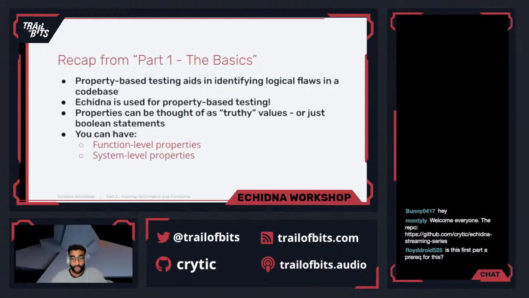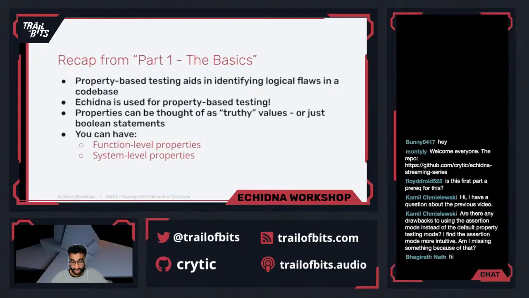Now, Echidna is one way you can do property-based fuzz testing. Echidna is a smart contract fuzzer that will call a bunch of functions with a bunch of random inputs and test your target contract. And at the end of the sequence of functions it runs, it will check the properties and make sure whether they're valid or invalid. Properties can be thought of as truthy values or just Boolean statements: something is greater than this, something is less than that. So properties help us describe expected system behavior.